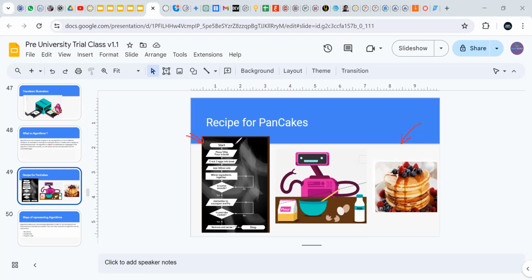So it tells you, okay, you start, you place 100 grams of flour in a bowl, and then crack 2 eggs in the bowl, and then you add 300 milliliters of milk, and then you mix together until you reach a certain mixture, and so on. So that is in summary.